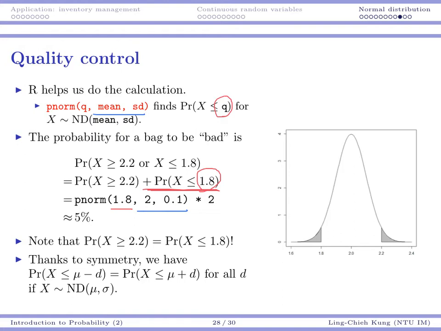Suppose I want to calculate a somewhat different probability. Okay, let's say it's here.